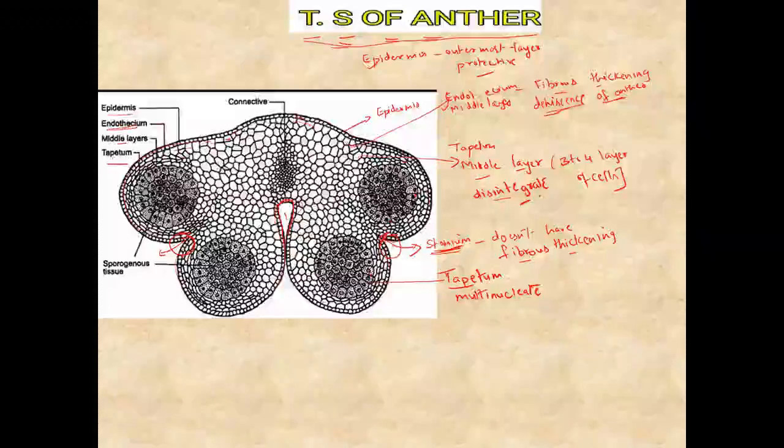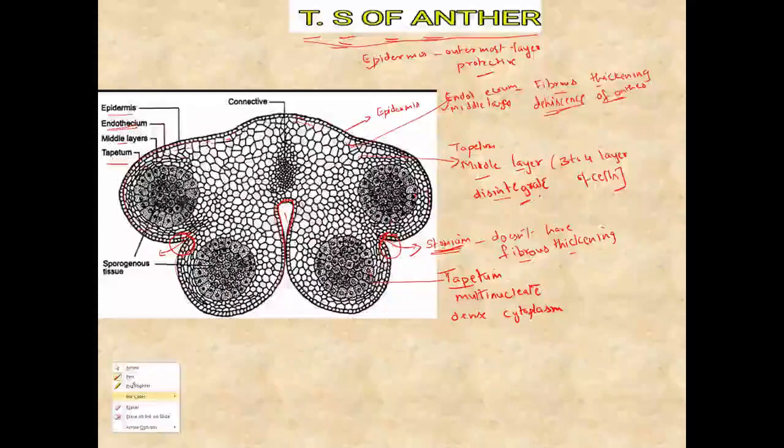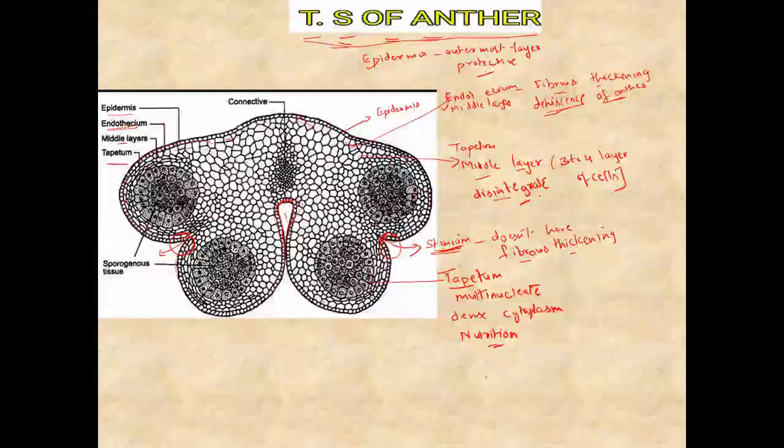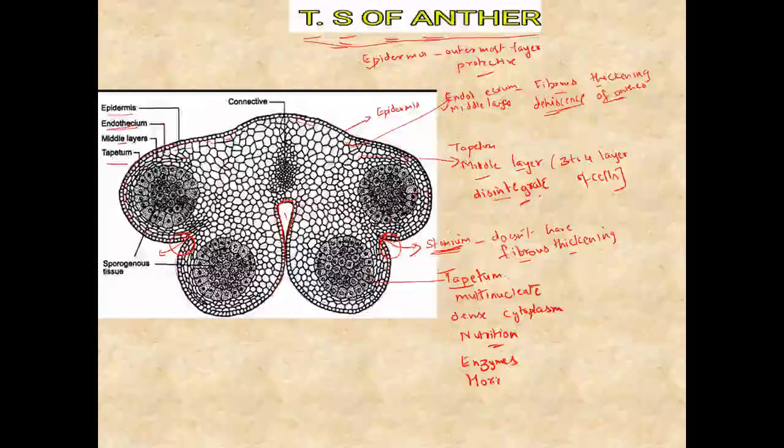Number one, they have dense cytoplasm. And if they are multinucleate with dense cytoplasm, what is the function? They are mainly responsible for supplying nutrition to the growing microspores. Tapetum also secretes enzymes and hormones. So they are secretory in function and at the same time nutritive in function.